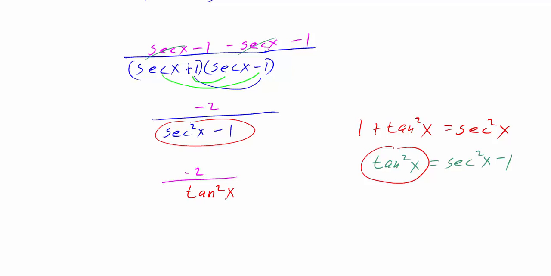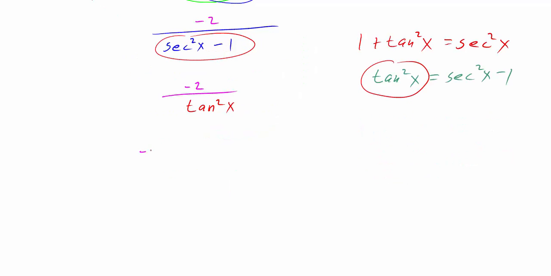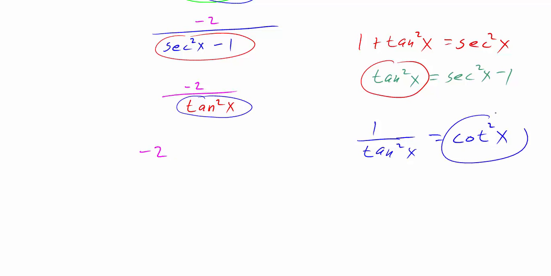tangent squared x. And there's really nothing wrong with this particular answer, but again, to make it look a little bit nicer, we can rewrite the tangent squared. If we keep this in mind, this is 1 over tangent squared. Well, what is 1 over tangent squared? Well, 1 over the tangent is equal to the cotangent. And because it's squared, it would be cotangent squared. So we could write negative 2 multiplied by cotangent squared x.